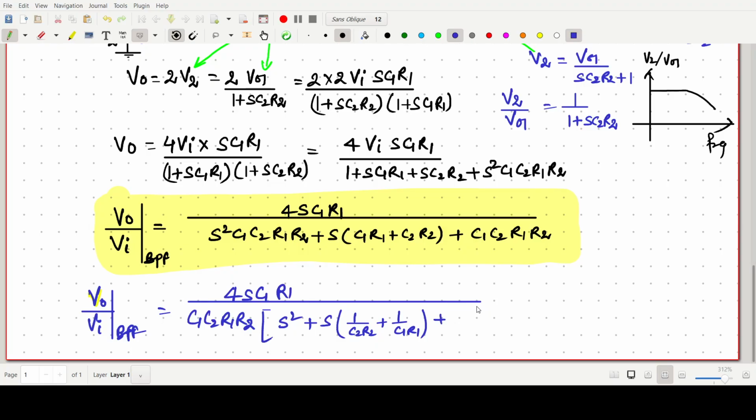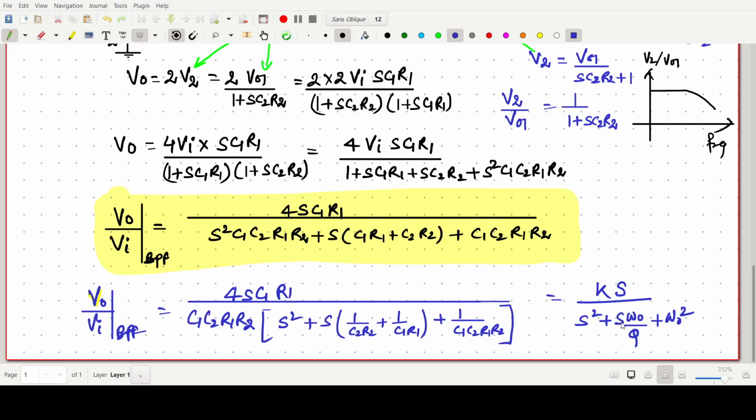plus 1 upon C1 C2 R1 R2. Okay, clear this thing. So now this is in one very fundamental form of the band pass, Ks by S square plus S omega naught by Q, the quality factor, plus omega naught square. Okay, this is in this form. So this one is basically a band pass filter transfer function.